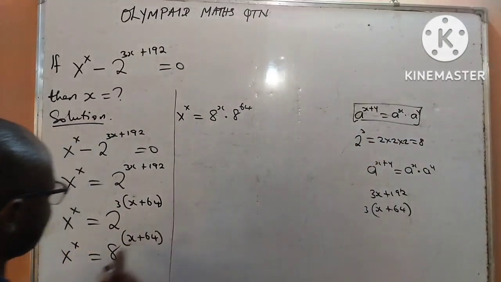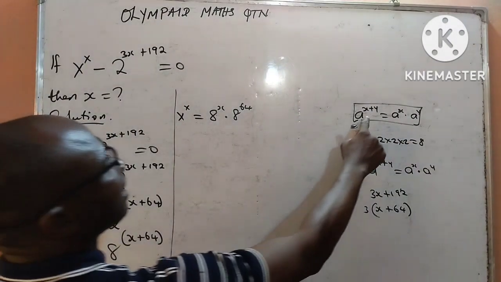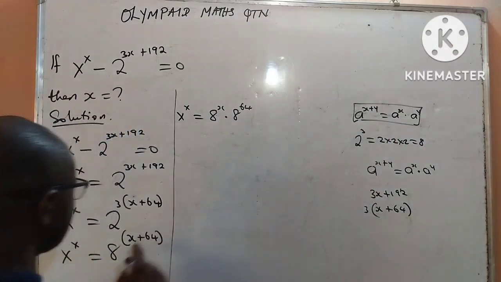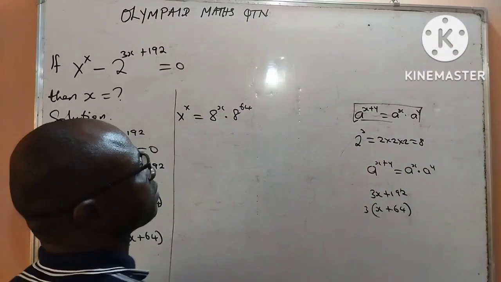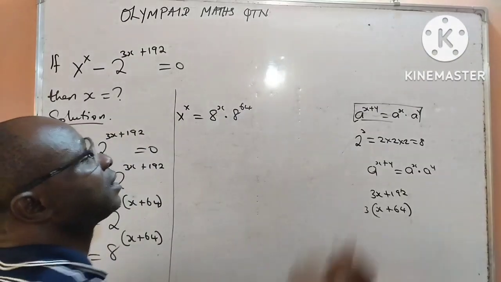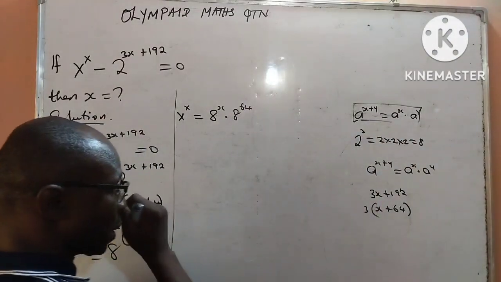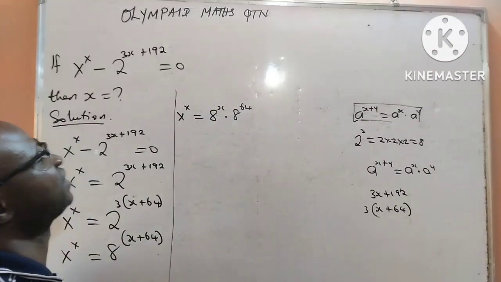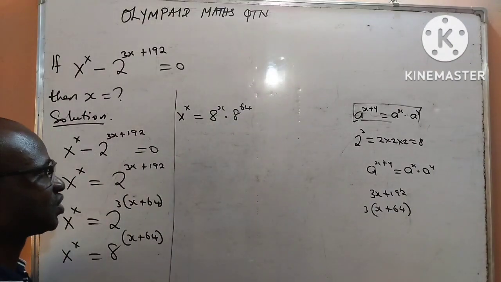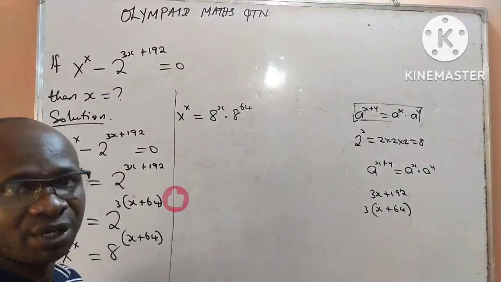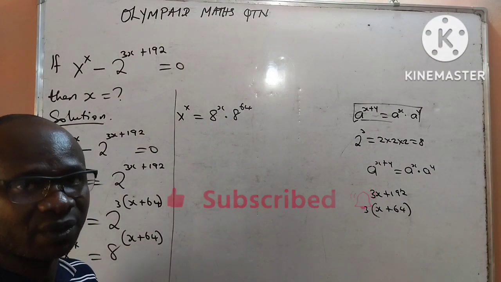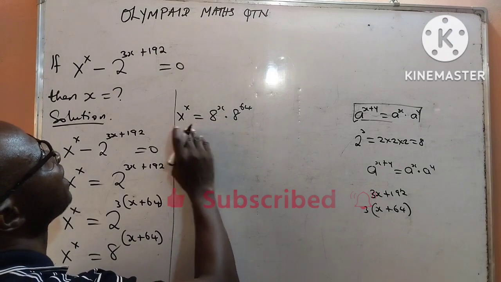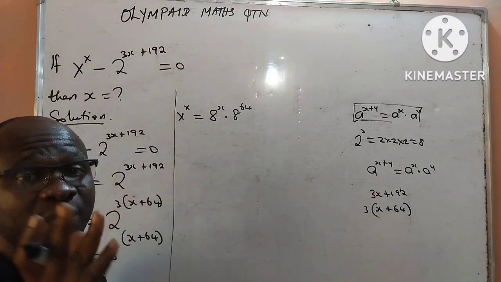My a here is simply 8. And my x plus y is the same thing as here, x plus 64. So, writing it the way the expression has put it by the right hand side of the law of indices, multiplication law of indices, it will now be written like this. Good. Next thing I want to do, I want x to move to the one side of the equation. So I will divide all through by 8 to the power x.